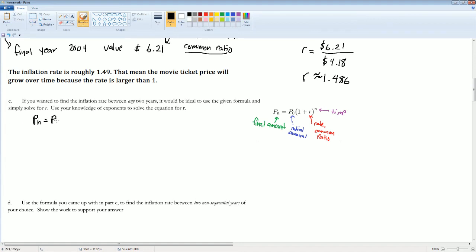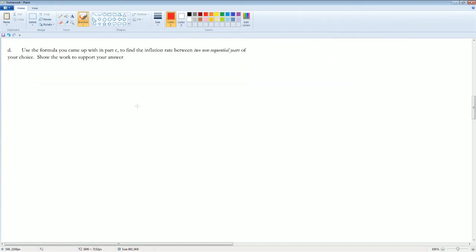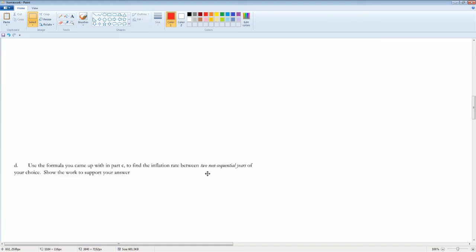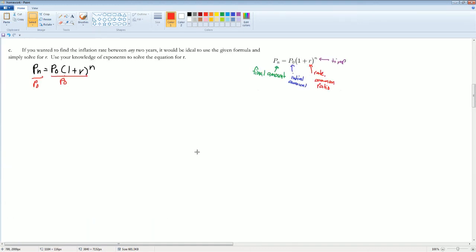Pn is equal to P naught. They call this P naught, right? The 0 is referred to as naught. P naught times 1 plus R to the power N. So I would get rid of the P naught first. Let's write that in red. Divide everything by P naught. I'm going to need more room here. Let me scoot this over. So what do I have now? Pn over P naught is equal to 1 plus R to the power N.